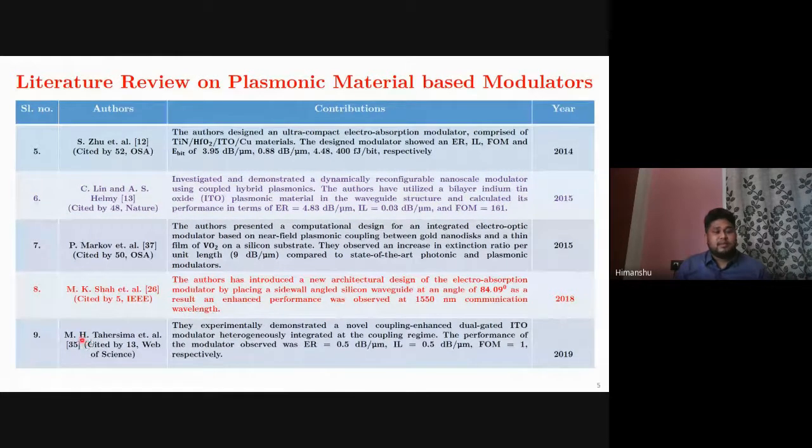Now the last, M.S. Taharsima et al. Here they have experimentally demonstrated a novel coupling enhanced dual gate ITO modulator, and they have observed their performance in terms of ER, which was around 0.5 dB per micrometer, and IL, which was around 0.5 dB per micrometer. Therefore FOM is equal to 1, respectively, and this work was published in the year 2019 and it is cited by around 13 papers.